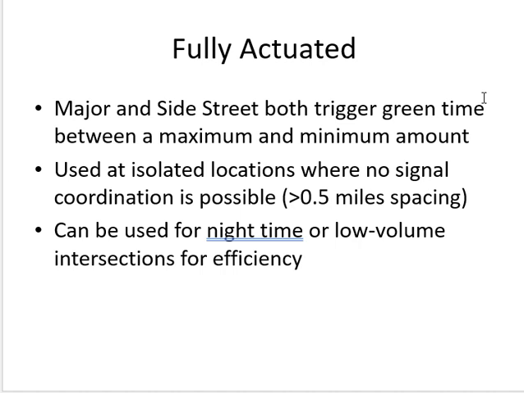And then we have fully actuated signals, in which you have sensors in all directions, and this is applied on isolated signals. You cannot coordinate them, so it is better that you do it when the signals are at least this much far from each other. If they are less than 0.5 miles, then you should go for a coordinated system.